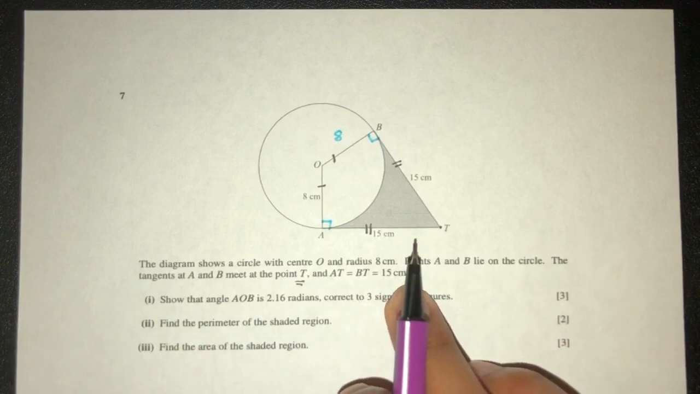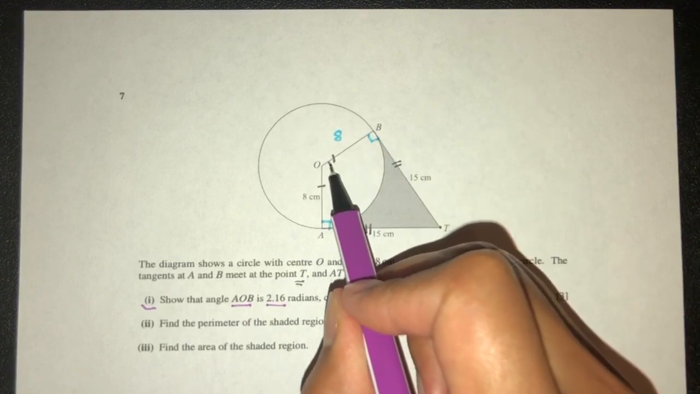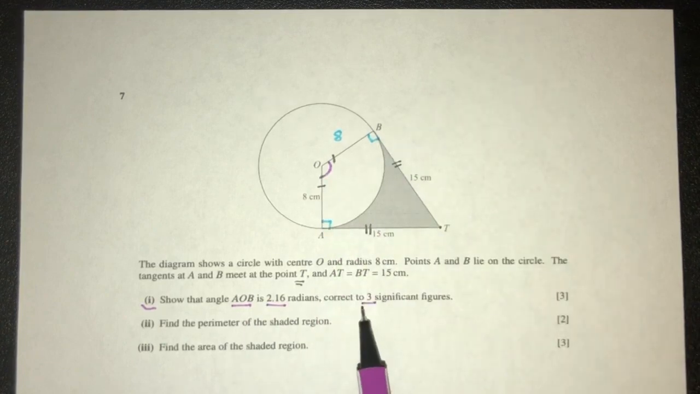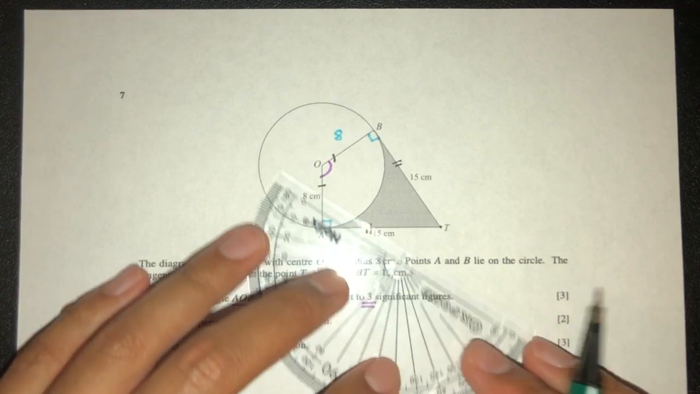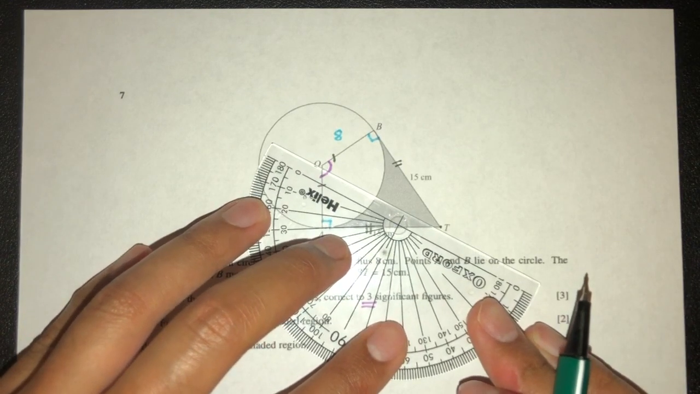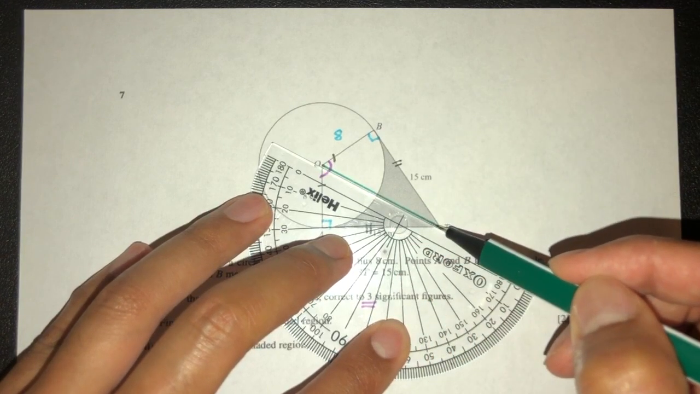This is question 15, part 1. We have to show the angle AOB is this, correct to 3SF. So how can you show this? Pretty easy, there are many ways, obviously. One of the ways I have just figured out is we can break this down into 2 equal pieces, right? Let's cut this down into 2 equal pieces.